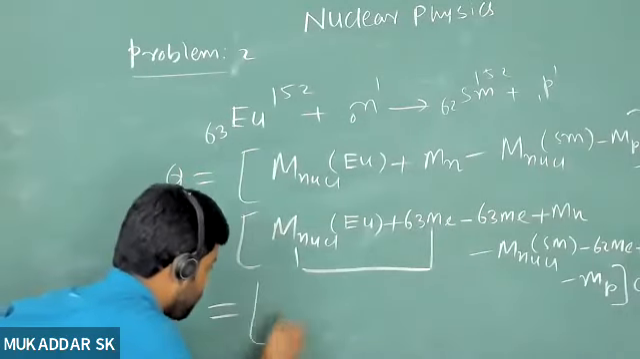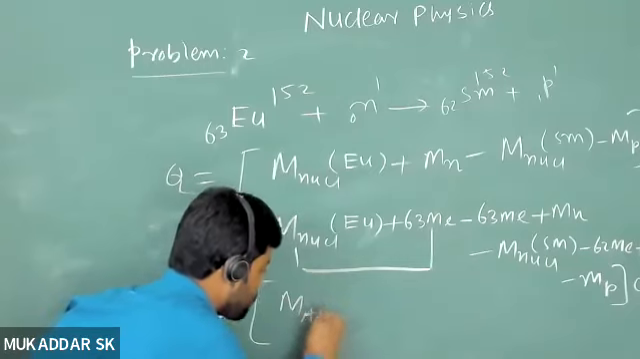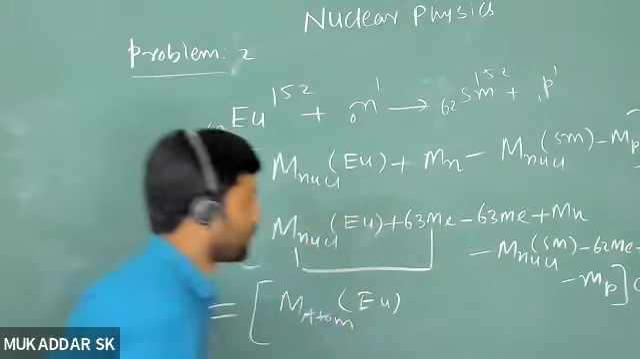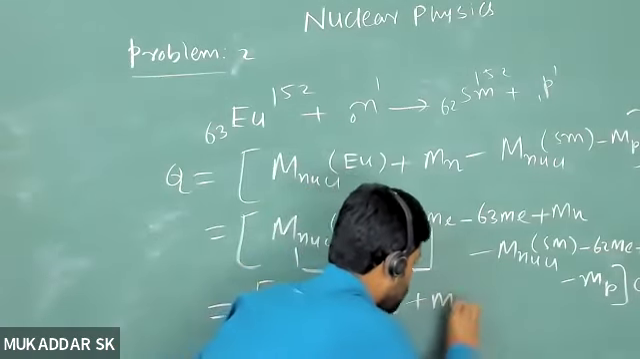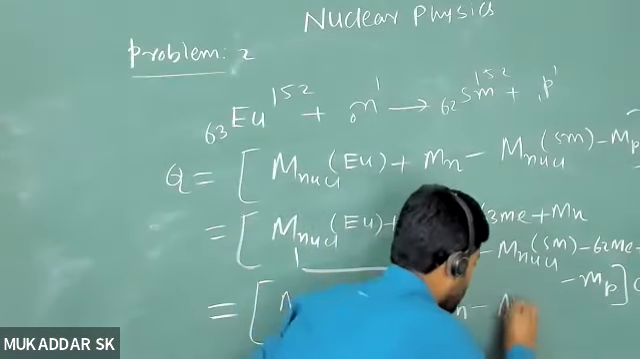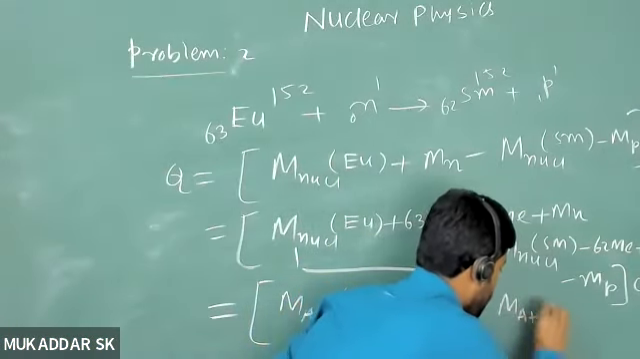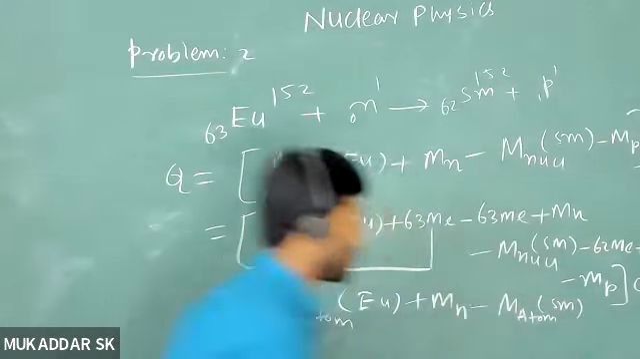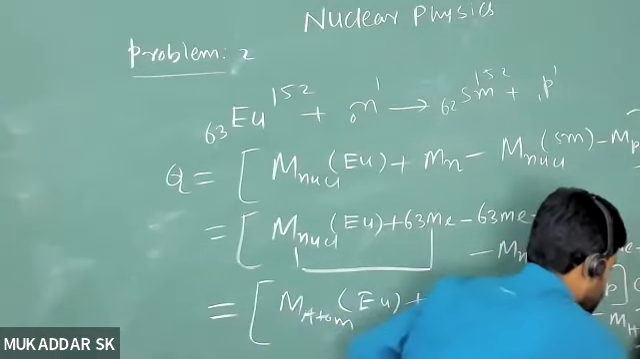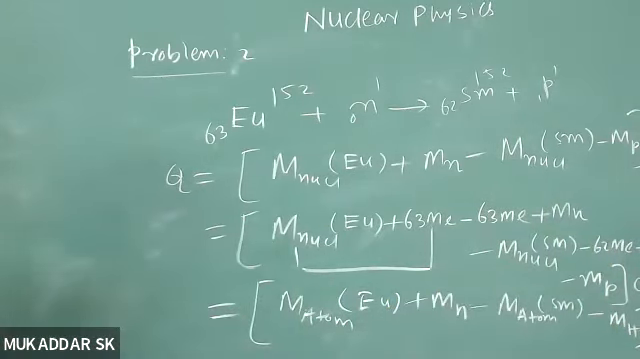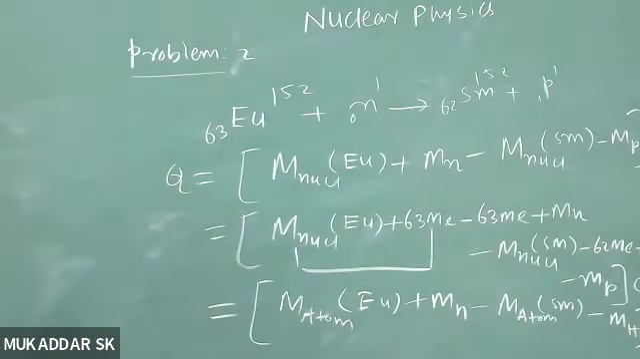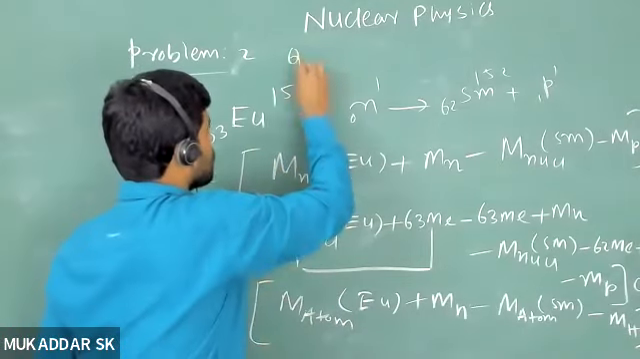So I'll write the atomic mass of europium, right? And you'll have the mass of a neutron. Okay. Then you have the atomic mass of Sm minus the mass of a hydrogen atom, into c square. Okay, now you just have to substitute the values. So I'll write here.